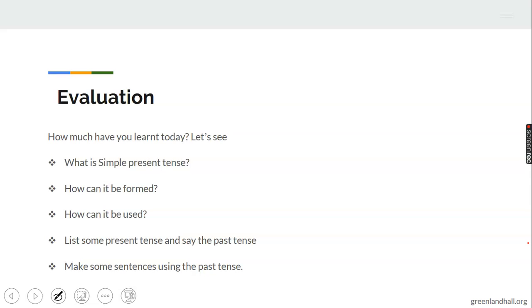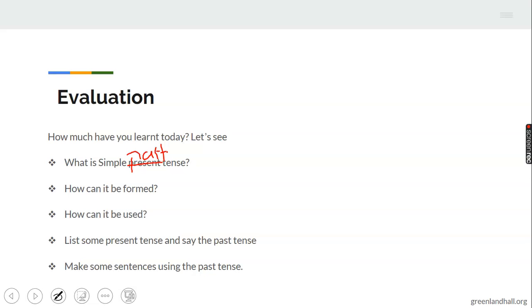I want to know. Let's see. What is the simple present tense? You can tell me, anybody? Sorry. What is the simple past tense? Sorry, that's supposed to be past. What is the simple past tense? Anybody want to try? Good. It is used to show that an action took place and was completed in the past.